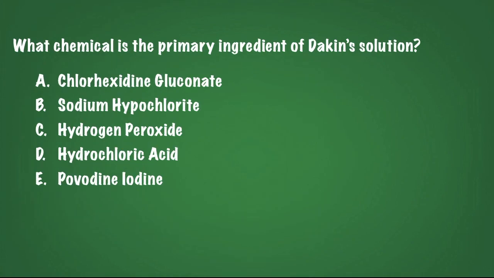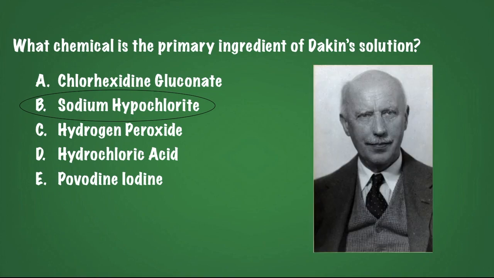What chemical is the primary ingredient of Dakin solution? Is it chlorhexidine gluconate, sodium hypochlorite, hydrogen peroxide, hydrochloric acid, or povidone iodine? Now the correct answer is B, sodium hypochlorite. Now Dakin solution was formulated by Henry Dakin during World War I. It contained 0.5% sodium hypochlorite and was used as a strong antiseptic to clean infected wounds, ulcers, and burns. The preparation must be consumed within 48 hours of making it.